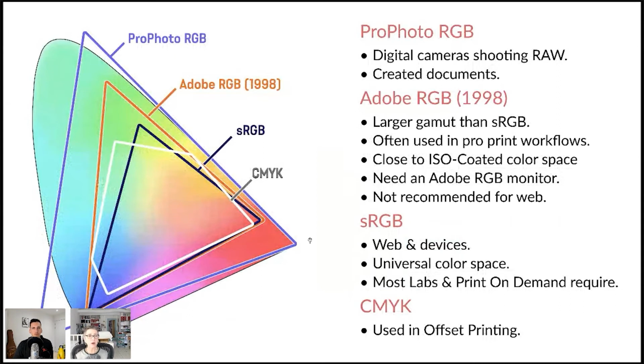So on the left, we have a graphic here with the color spectrum being kind of the spectrum of visible colors to the eye. And ProPhoto RGB is this big purple triangle, and that shows you the spectrum that ProPhoto RGB will cover. Like, I shoot in ProPhoto RGB on RAW with my digital camera. You could also create a document in Photoshop with ProPhoto RGB.